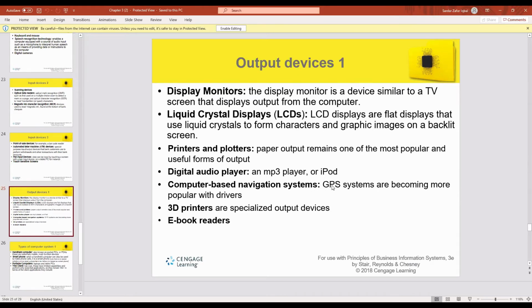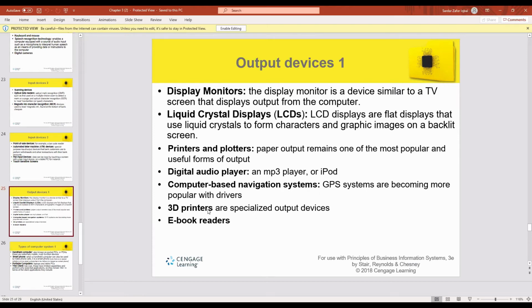Computer-based navigation systems: we are using these, very common GPS systems, becoming more popular with drivers. So you are using GPS. GPS stands for? Are you with me, guys? Yes. GPS stands for? Global positioning system. Yes, global positioning system, becoming more popular. You are using these things, right? Yes.